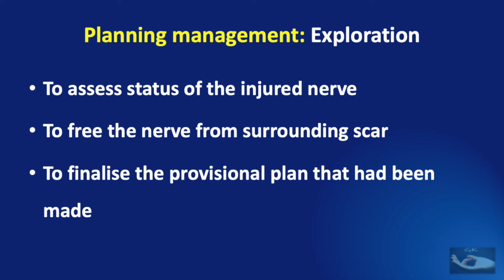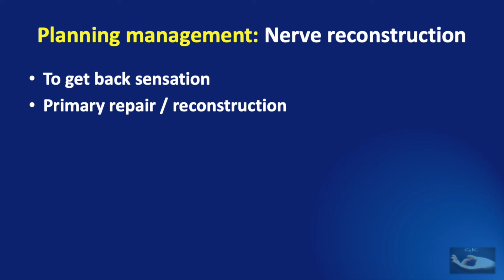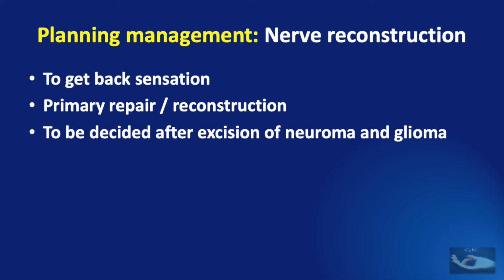The aims of doing an exploratory procedure would be to assess the status of the injured nerve, to free the nerve from the surrounding scar, and to finalize the provisional plan that has been made already. The nerve reconstruction that we have planned is primarily to get back sensation on the radial 3.5 fingers of the hand. This can be done either as a primary repair of the cut ends of the nerve or a reconstruction. This can be decided only after excision of the proximal neuroma and the distal glioma.